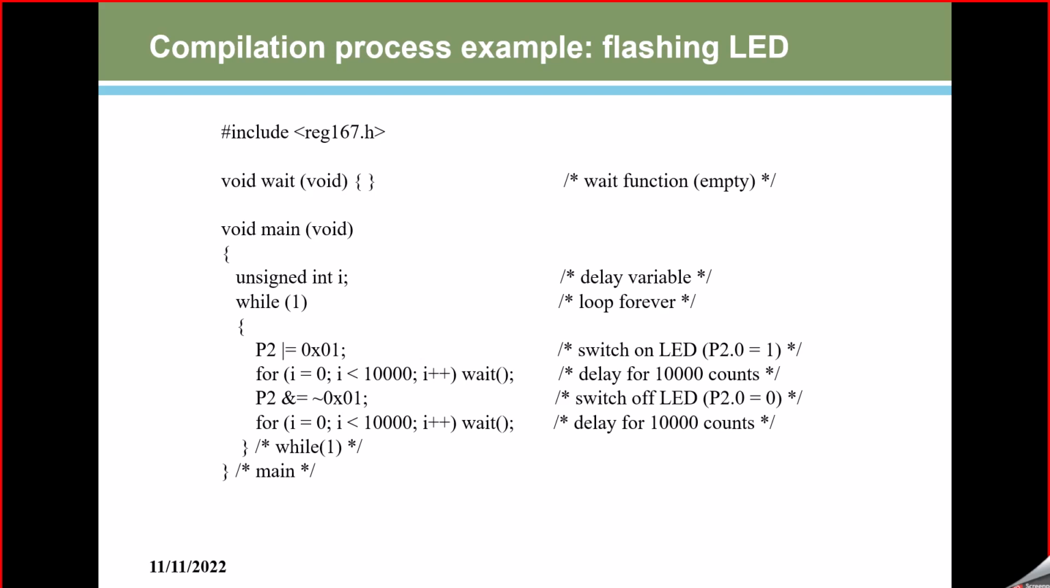And for i is equal to 0 and i is less than 10,000, i plus plus, and wait. Wait is one of the dummy functions. So they are calling this function around 10,000 times. Why are they calling this 10,000 times? They are trying to waste time. Waste the CPU time, not our time, CPU time. The CPU should waste time here so that when the port P2 becomes 1, it should be visible to the user, because the controller runs at very high speed.